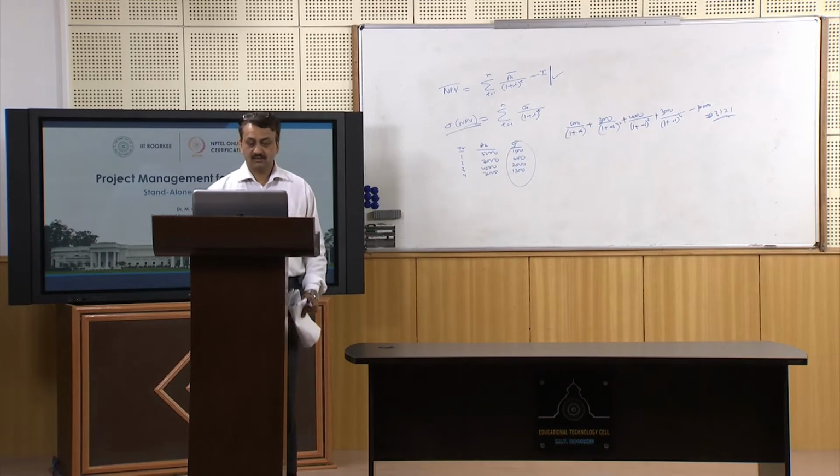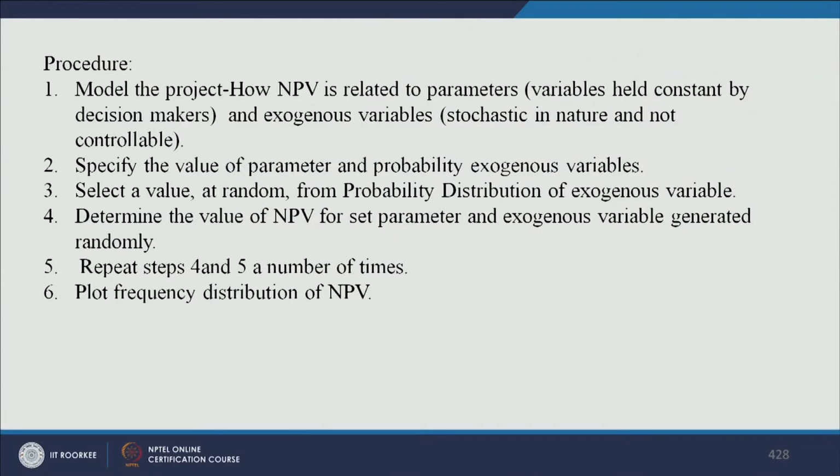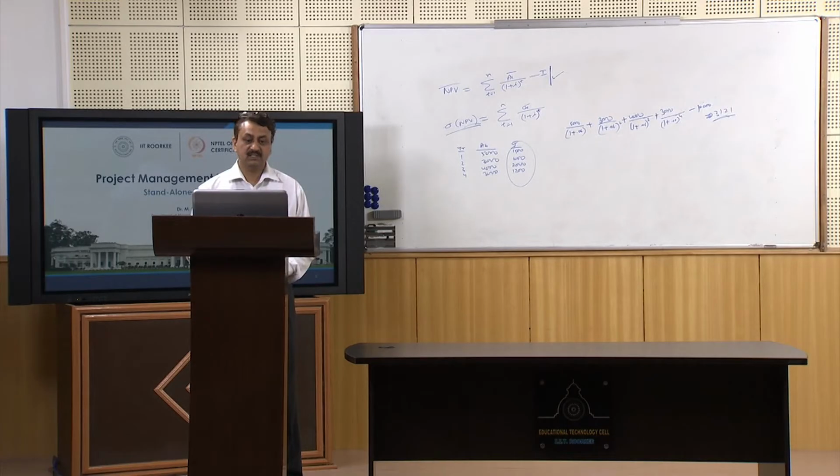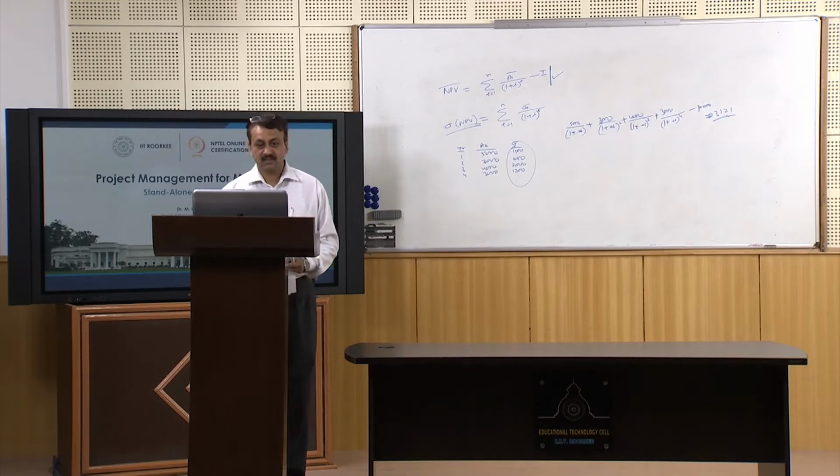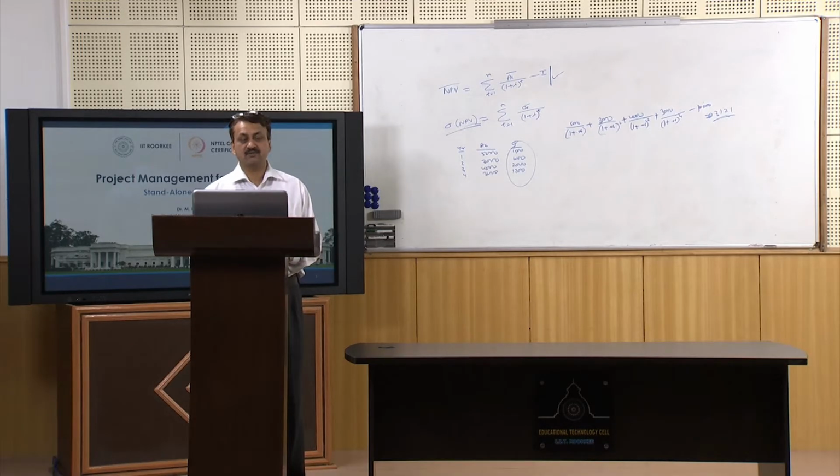When we carry out simulation, there is a procedure for it. First of all, you need to model the project. Modeling means how your NPV is related to different parameters. Parameters are those variables which are under the control of decision makers, and there are some exogenous variables which cannot be controlled by decision makers, they are stochastic in nature, but we know the probabilities of those exogenous variables.